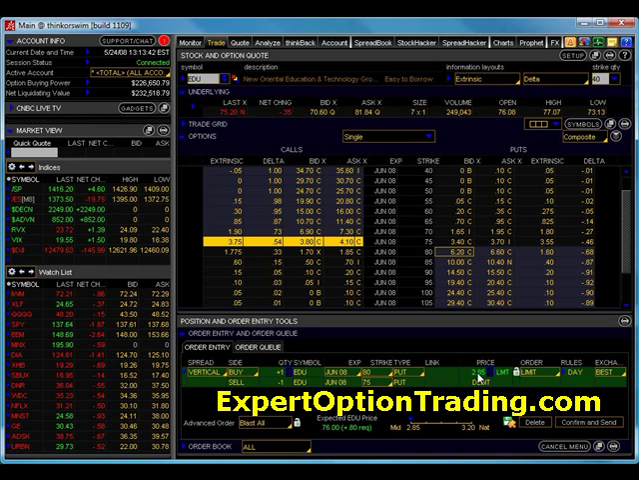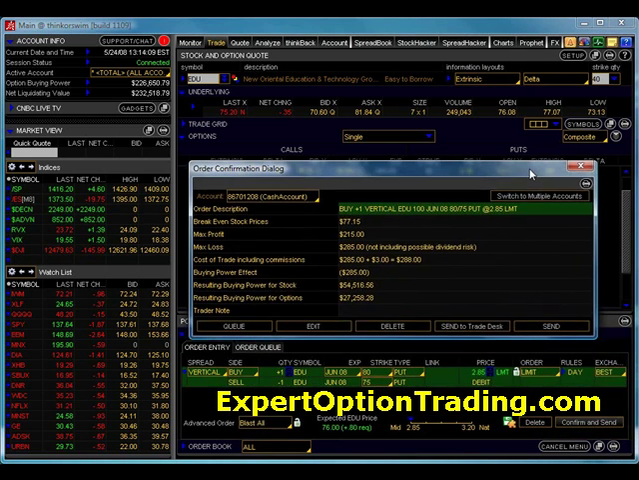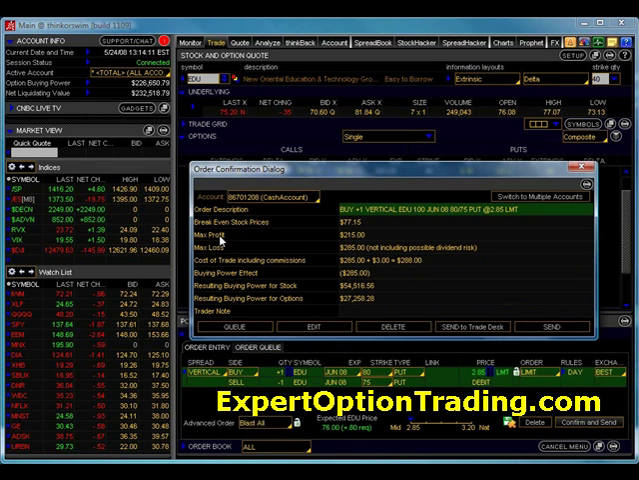In this case, the debit is $2.85, which gives us a profit of $2.15, which is the difference between the strike prices, which is $5, minus the $2.85 that we paid for the vertical spread. It gives us a profit of $2.15 if the stock moves down to 75 or below on expiration. If we bring up the dialog box here for the order confirmation, you can see that the maximum profit is $2.15. Maximum loss is exactly what we paid for the spread, $2.85. And the cost of everything is $288.